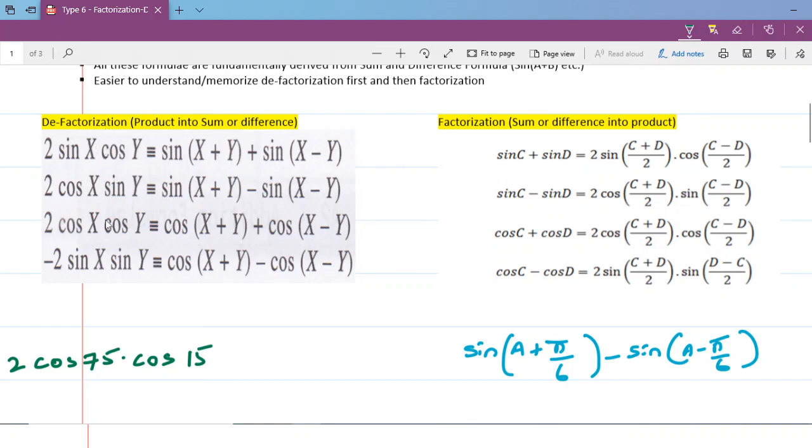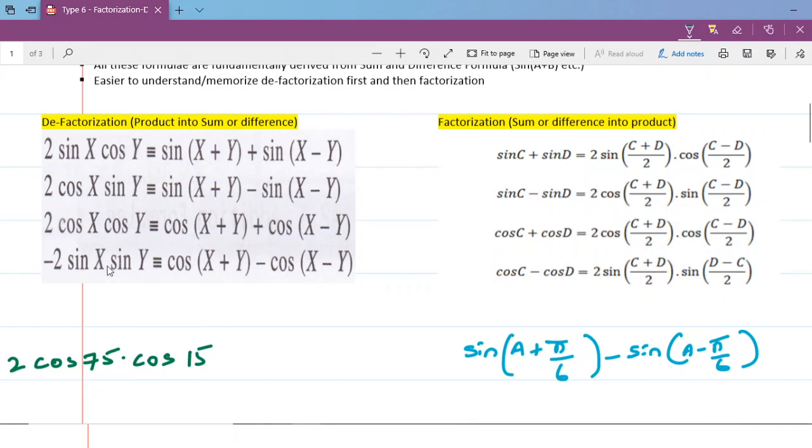So there are 4 formulas on defactorization, and there are 4 formulas on factorization. And if you see on the left and right side, there is a relationship, and they are derived from each other. It's very clear. So on the left side, I'm not going to focus more on how to memorize that formula. I'll just leave it to you however you want to memorize.